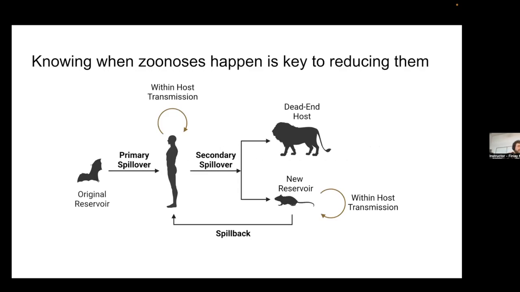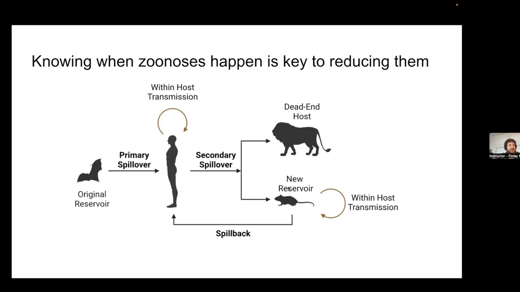So one example of a problem that we're going to talk about in the lab is that knowing when zoonoses happen is key to trying to reduce them. Zoonoses is when we have a pathogen in another species, or even in humans, that spills over to a different species. So in this case, bat SARS-CoV-2 spilling over to humans, lots of within host transmission in humans. And then we've actually seen spillover from humans to other animals. In some cases, dead end hosts where there are no ongoing infections. In other cases, we see a stable infection.